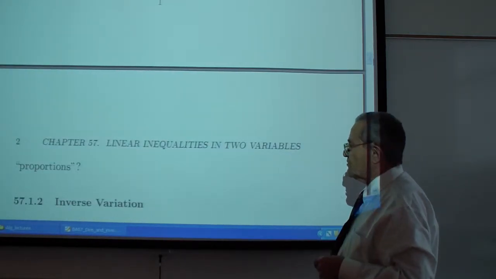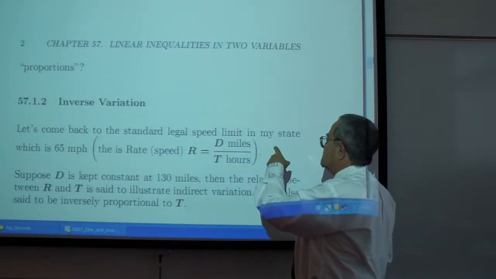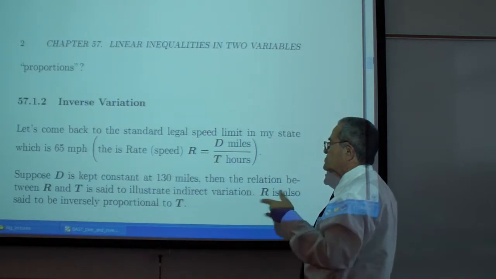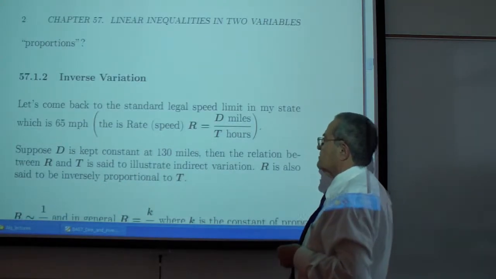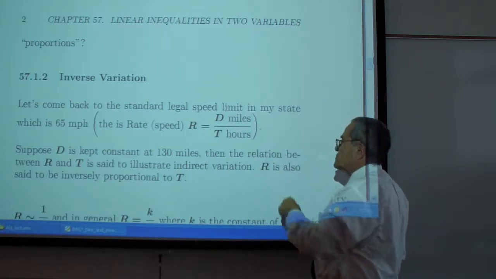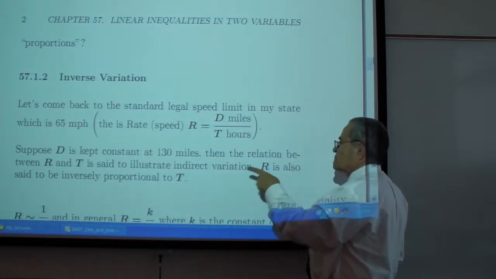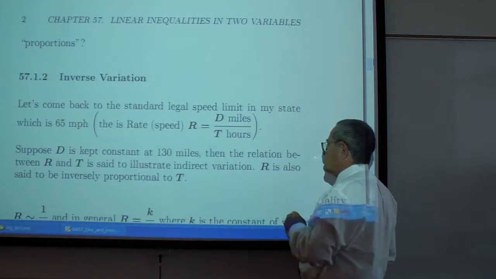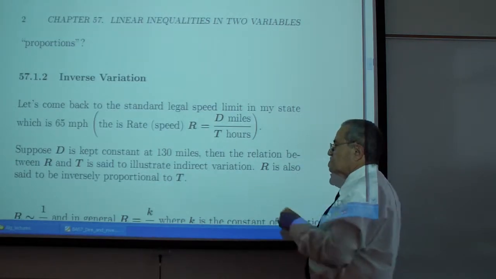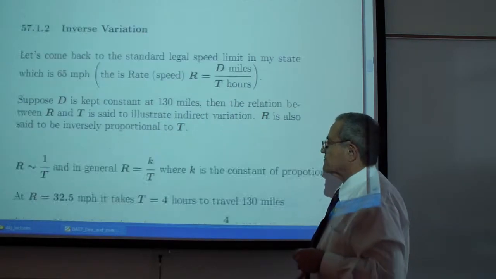Now, inverse proportionality, inverse variation. Let's come back to the standard legal speed in my state, which is 65 miles per hour. The rate is distance over time. Suppose distance is kept constant at 130 miles, then the relationship between the rate and the time is said to illustrate inverse variation. R is also said to be inversely proportional to t.